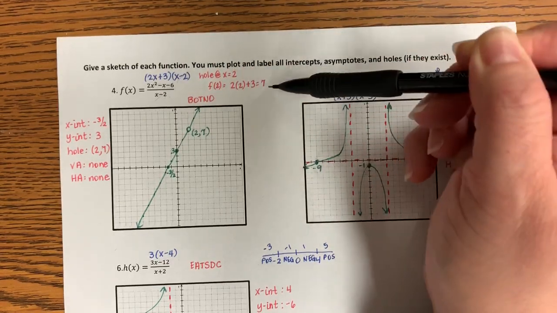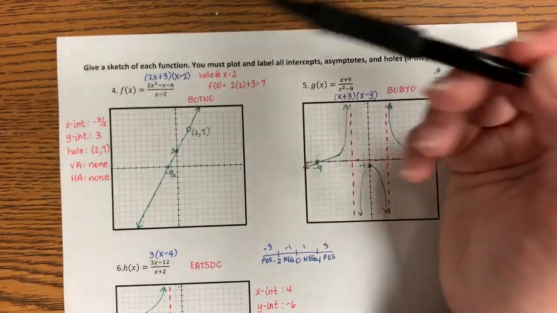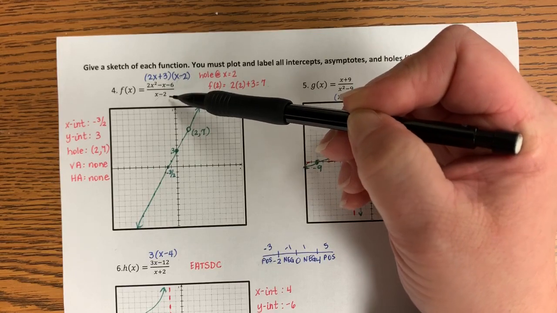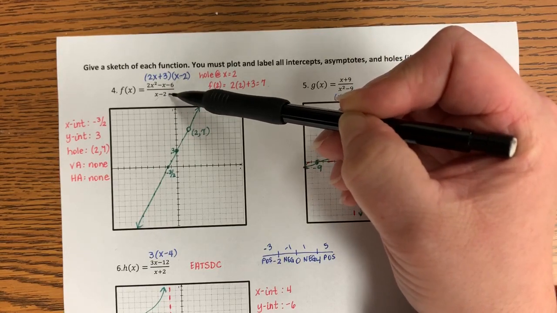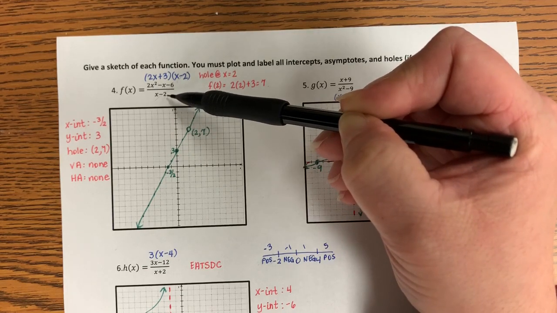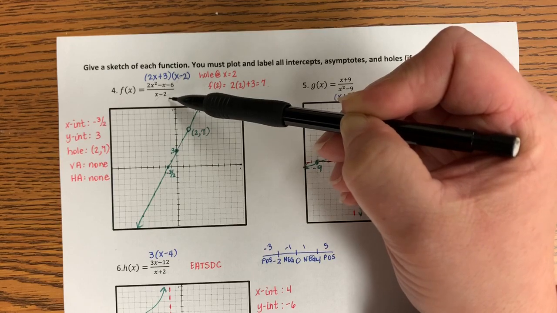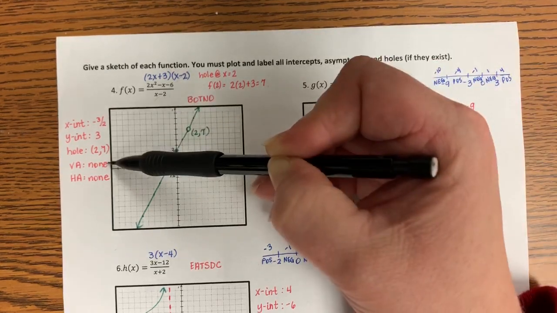So that's going to be (2, 7) is where the hole is. Let's see, vertical asymptotes, that's wherever the bottom equals 0. We cannot have the bottom be 0, so you set that equal to 0 and solve. The problem is this is already a hole, so that means it's not a vertical asymptote. There's nothing left on the bottom to be undefined. And so that one's just going to be none this time.